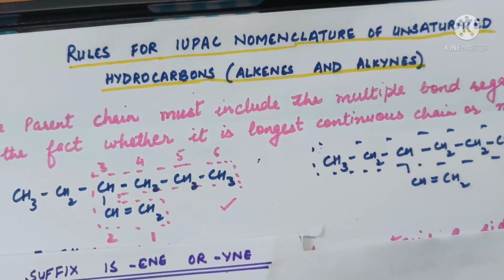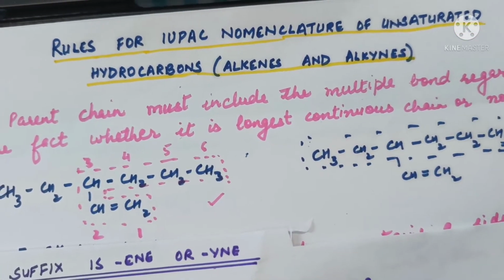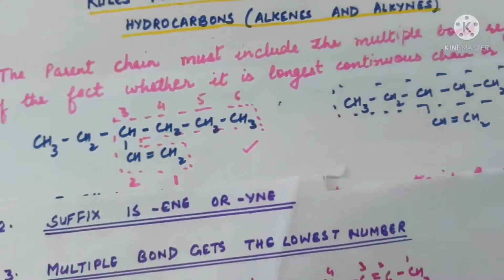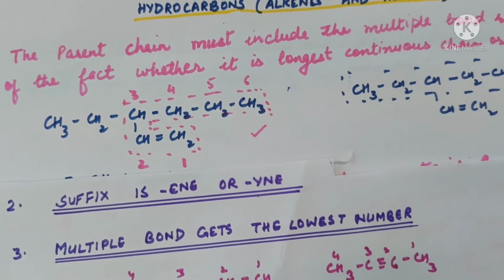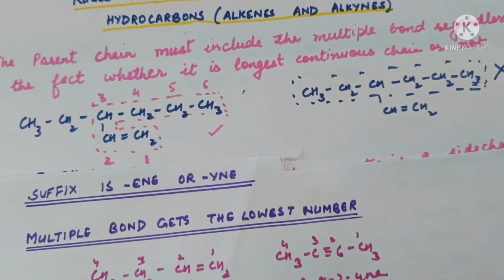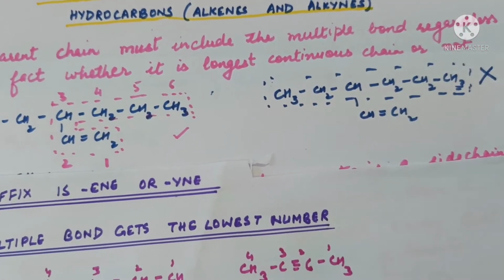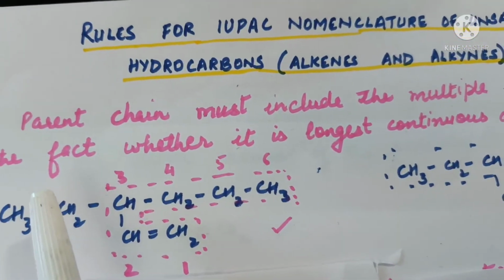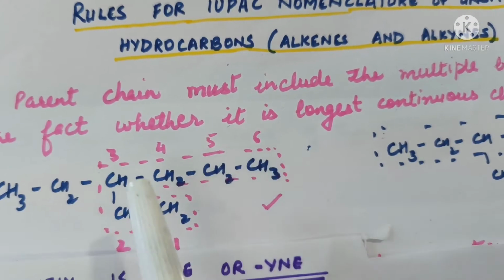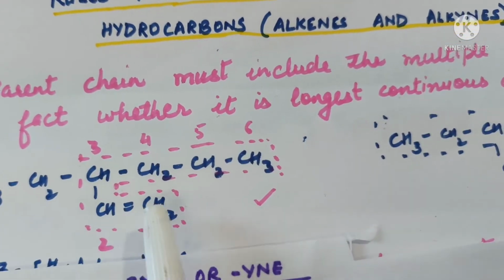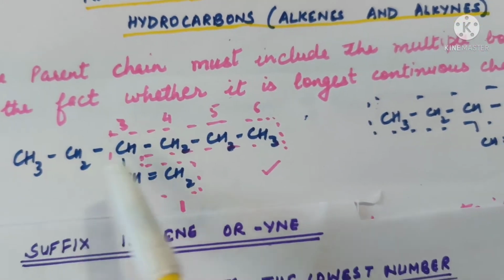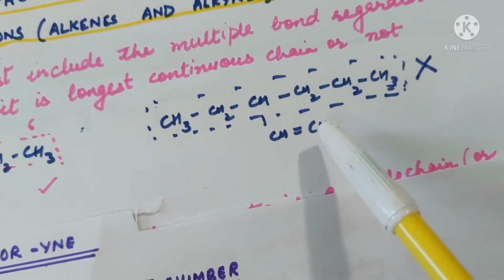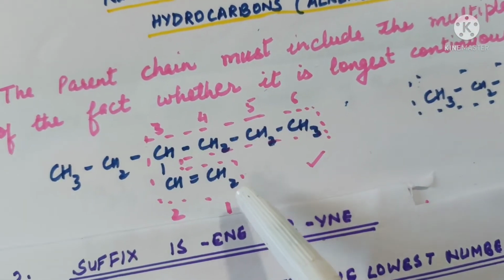Our topic for today is rules for IUPAC nomenclature of unsaturated hydrocarbons, that is alkenes having double bonds and alkynes. Rules are: the parent chain must include the multiple bond regardless of the fact whether it is the longest continuous carbon chain or not. For example, in this particular compound, the longest chain is of 6 carbon atoms, but we have selected that chain which consists the double bond, and this chain is not selected where the double bond is excluded. So this is the right way of selecting the chain.